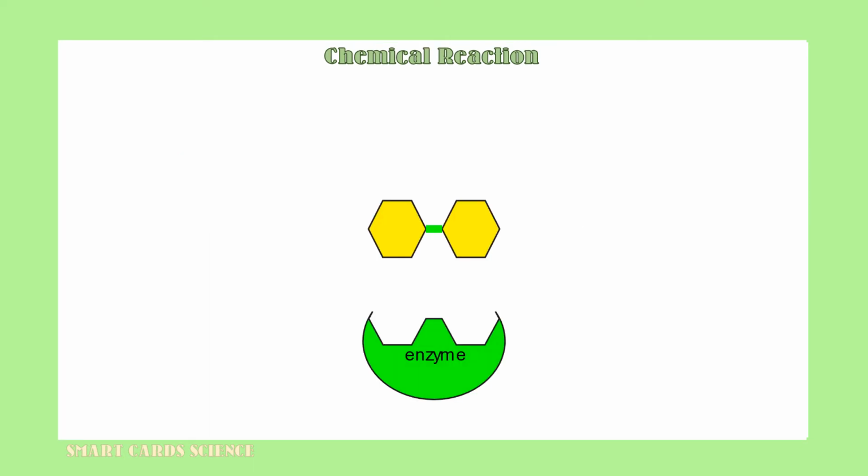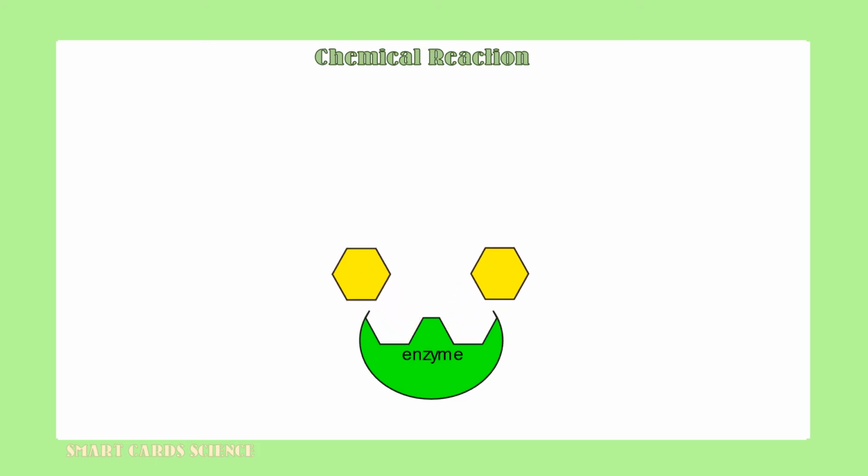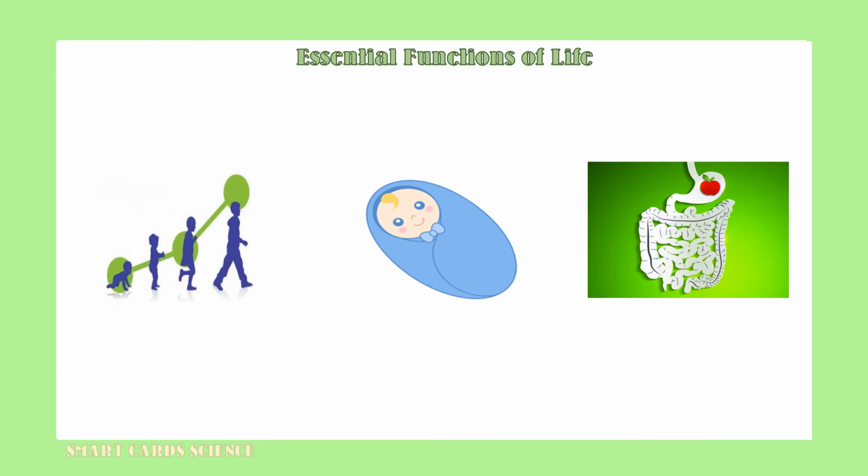An active molecule-specific enzyme receives one single molecule. After a chemical reaction occurs, the molecule-specific enzyme releases two molecules. The enzyme received one molecule, but it released two molecules. This is what's known as a chemical reaction. Chemical reactions such as these support the essential functions of life, such as growth, development, reproduction, and digestion.